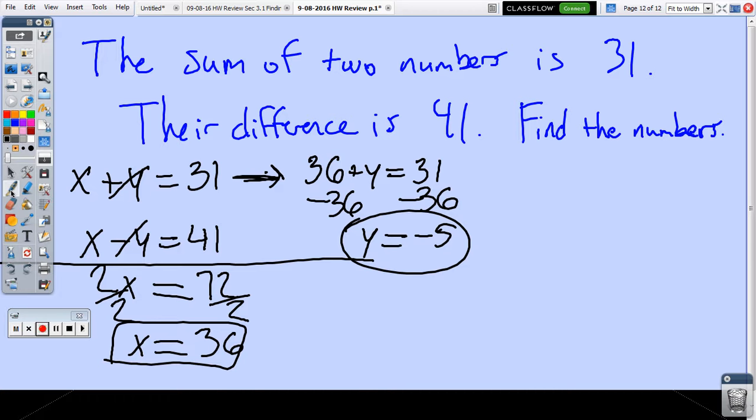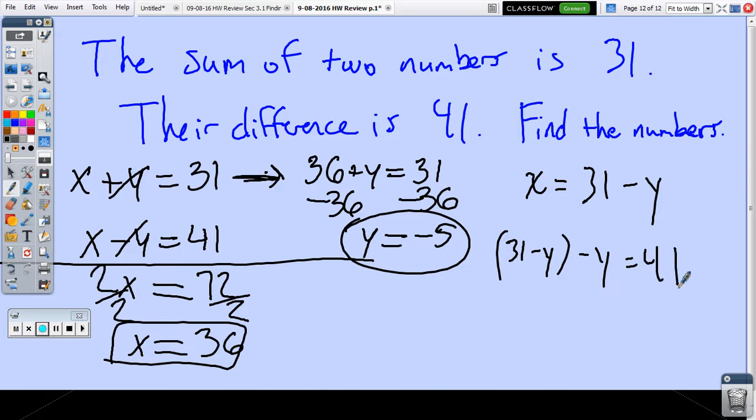If I use the original one and solve for x, subtracting y from both sides, would you agree x equals 31 minus y? Yes. I'm going to take this value and plug it into the x of the other equation. So 31 minus y, minus y equals 41. So 31 minus 2y equals 41. So negative 2y equals 10. Divide both sides by negative 2, so y equals negative 5.